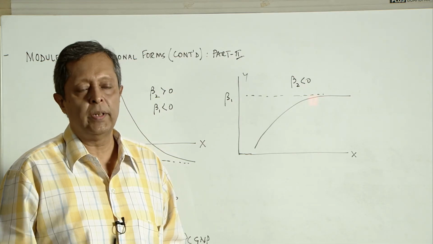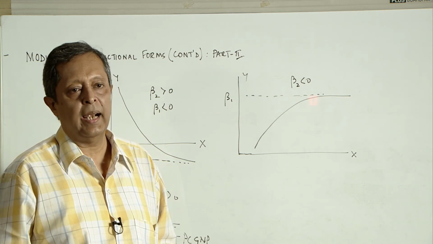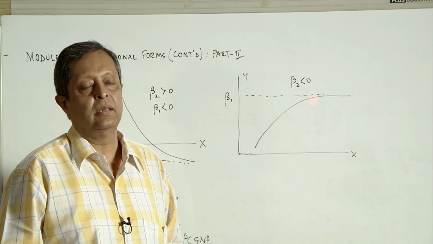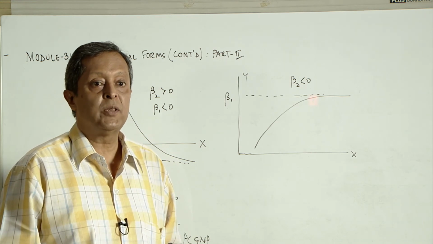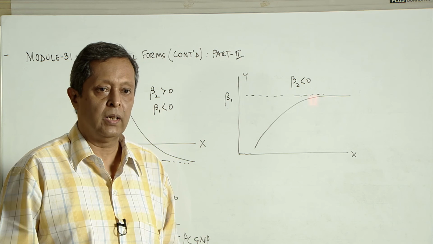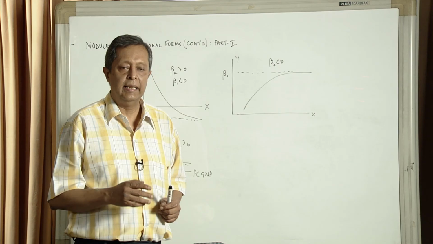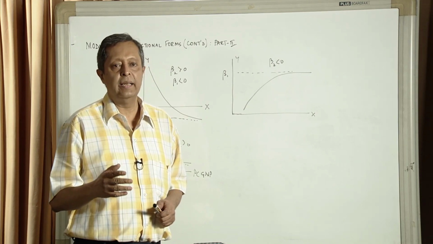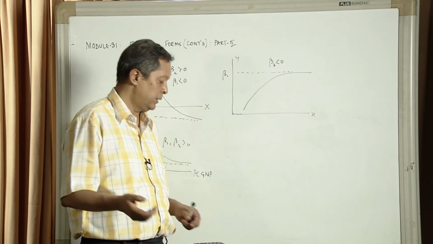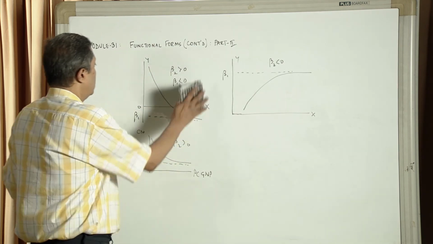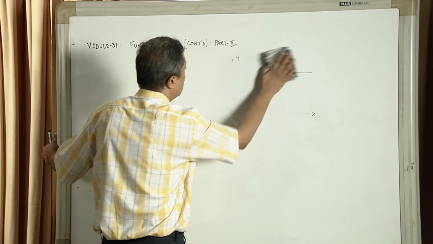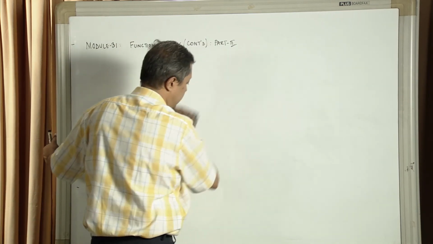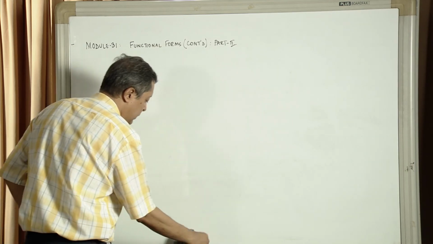So, before concluding this model, we now take a look at logarithmic reciprocal model. That is a model which can capture the neoclassical production function, which initially has increasing productivity and later on has decreasing productivity. So, we quickly recall the shape of the short run production function in the neoclassical model.